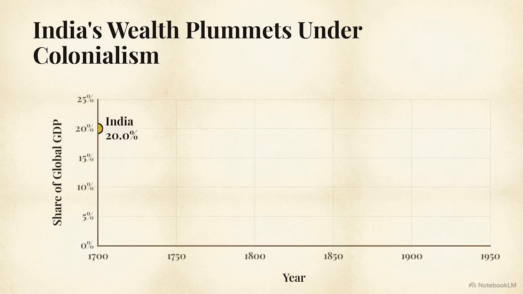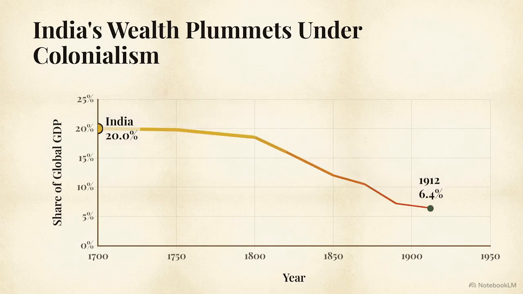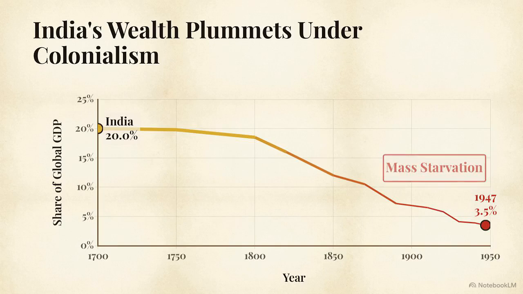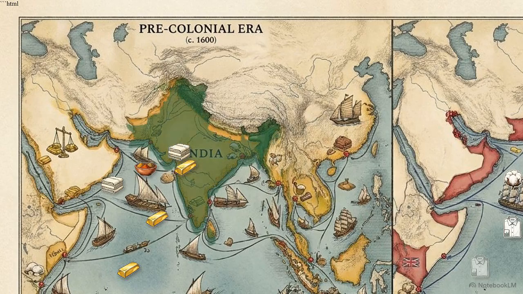Before colonial rule, India commanded roughly 20% of the global GDP. By 1947, a country historically defined by its wealth was struggling with mass starvation. Look at how trade inverted to create that reality.